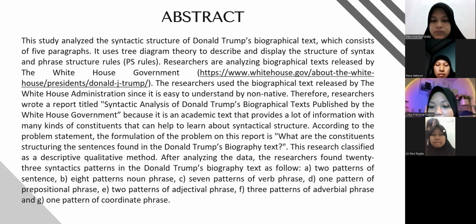So the formulation of the problem in this report is: what are the constituents structuring the sentences found in Donald Trump's biography text? This research is classified as descriptive quantitative method research. After analyzing the data, we found 23 syntactic patterns in the text as follows: 2 patterns of sentence, 8 patterns of noun phrase, 7 patterns of verb phrase, 1 pattern of prepositional phrase, 2 patterns of adjectival phrase, 3 patterns of adverbial phrase, and 1 pattern of coordinate phrase.